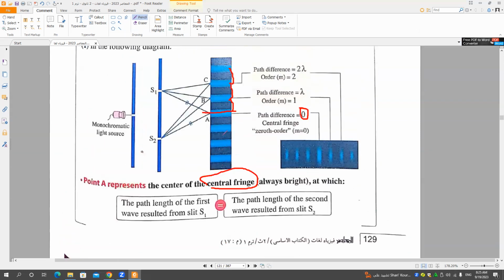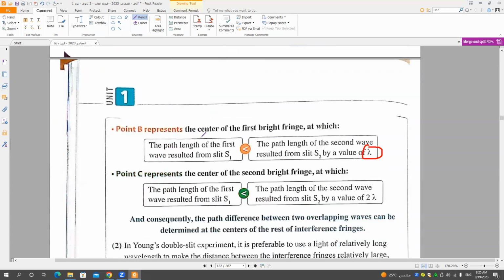And point C, the path length from S2 is more than the path length from S1 by 2 wavelengths.